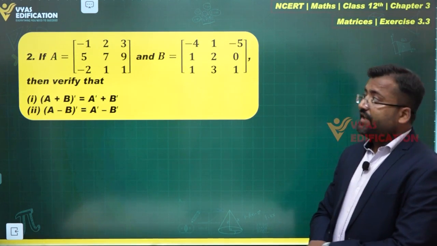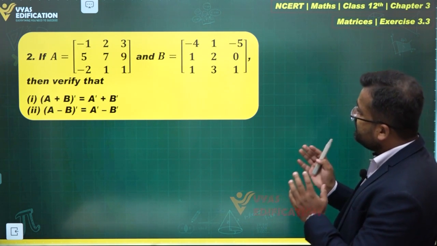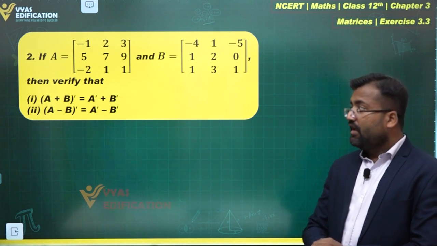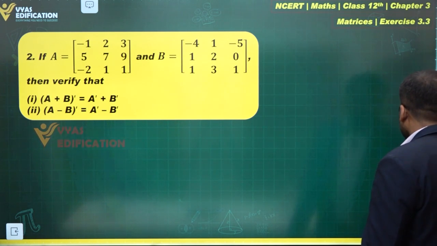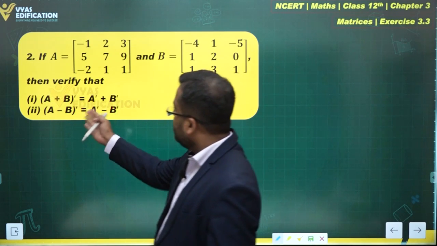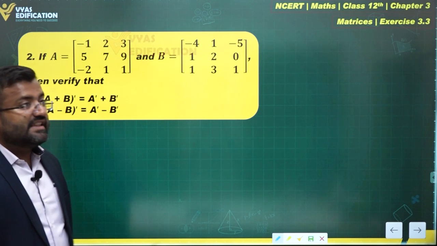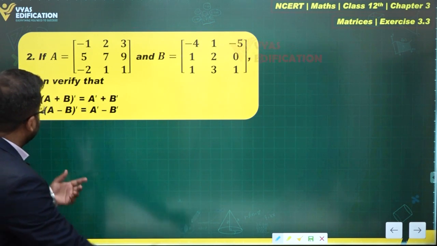Let's discuss this question next. If A equals this matrix and B equals this big matrix, then verify that. We have to verify two properties of transpose, right? These are some properties of transpose, that is, A plus B transpose is equal to A transpose plus B transpose. A minus B transpose is A transpose minus B transpose. We have to verify these two properties for these given matrices. Alright. So let's talk about the first part.